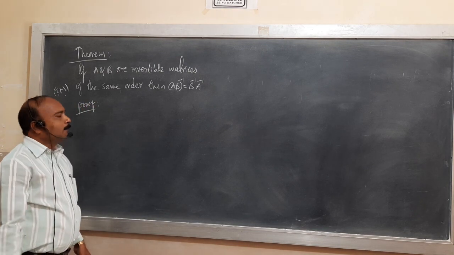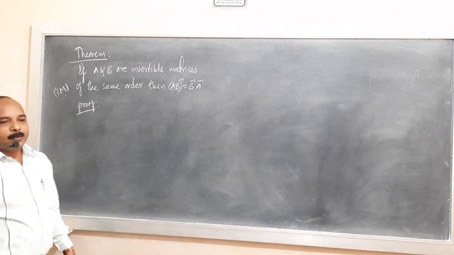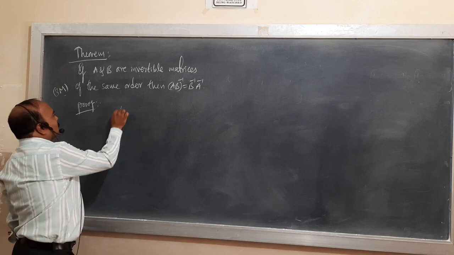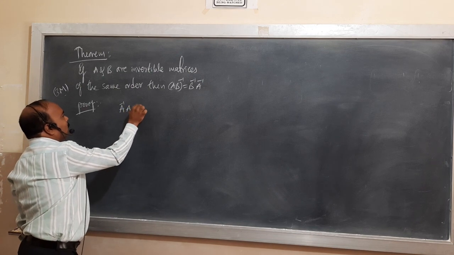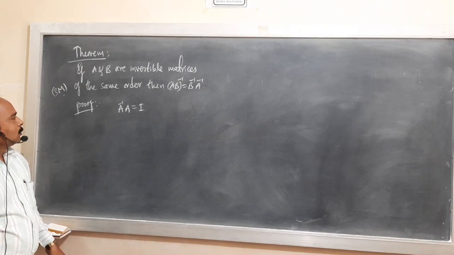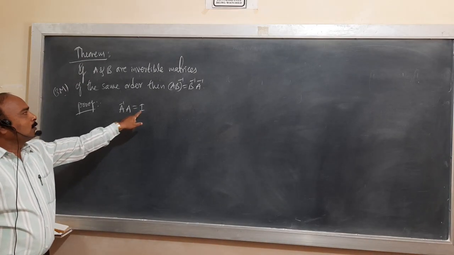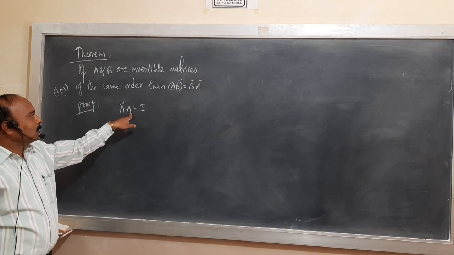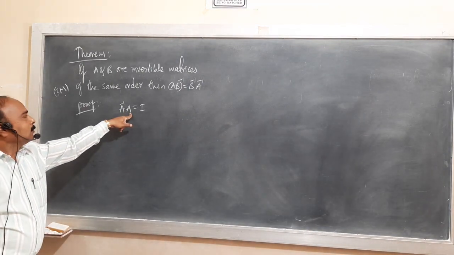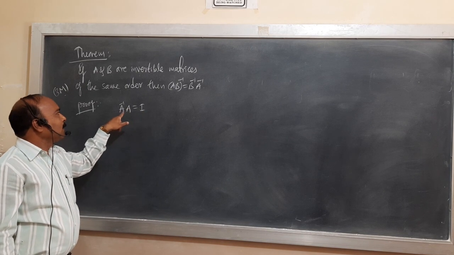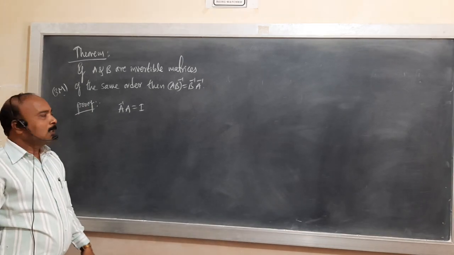We can use some of the previous results for proving this theorem. Now we know that A inverse into A equals I, that is the definition for invertible matrices. If A inverse into A equals I, then A is the inverse of A inverse and A inverse is the inverse of A. Like that we multiply: if A inverse into A equals I, then automatically it is an invertible matrix.